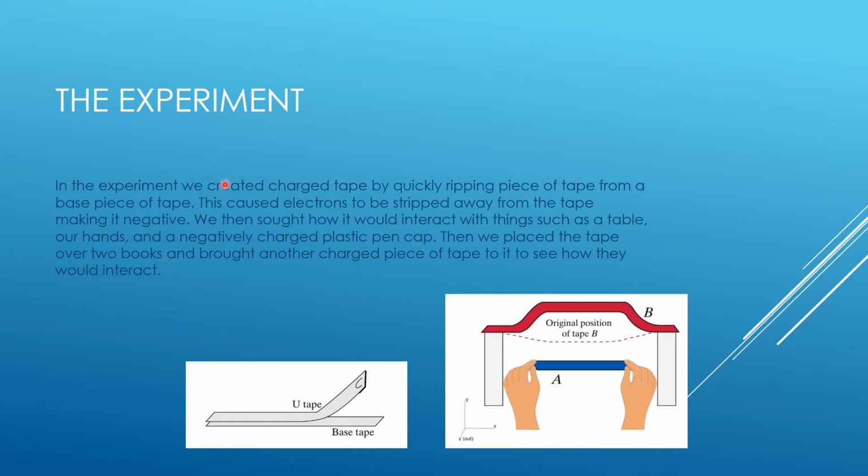In the experiment, we created a charged tape like this by creating a U-tape and stripping it off from a base tape. This caused electrons to be stripped away from the tape, making it negative. We then saw how it would interact with things such as a table, our hands, and a negatively charged plastic pen cap. We also placed tape over two books like such in this drawing, and brought another piece of charged tape to see how the two would interact with each other.